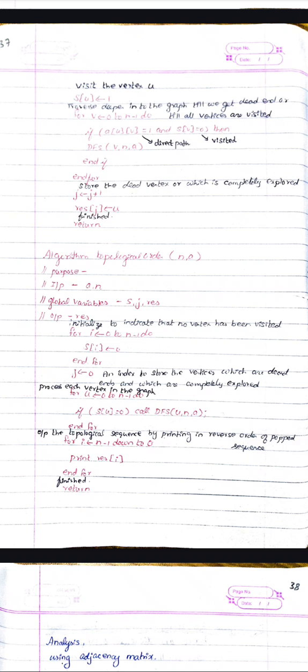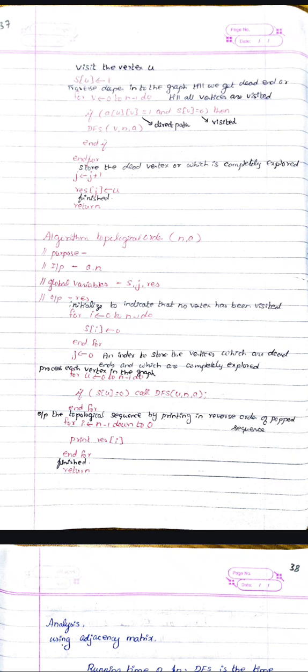Visit the vertex u, S of u is 1. Then traverse deeper into the graph till we get the dead end of that, until all vertices are visited. Then we take DFS of v, n, A. If there is a direct path from u to v, and it is not visited, then you have to go deeper into that path.